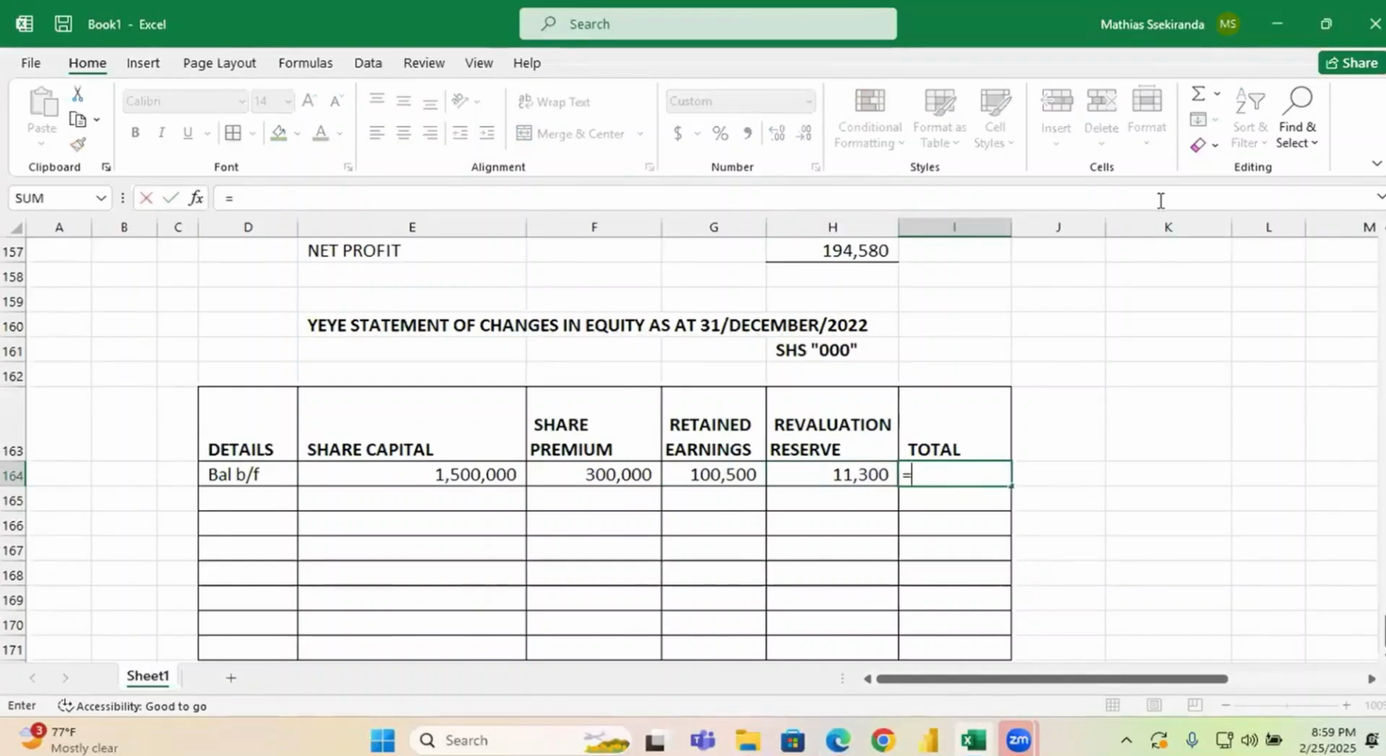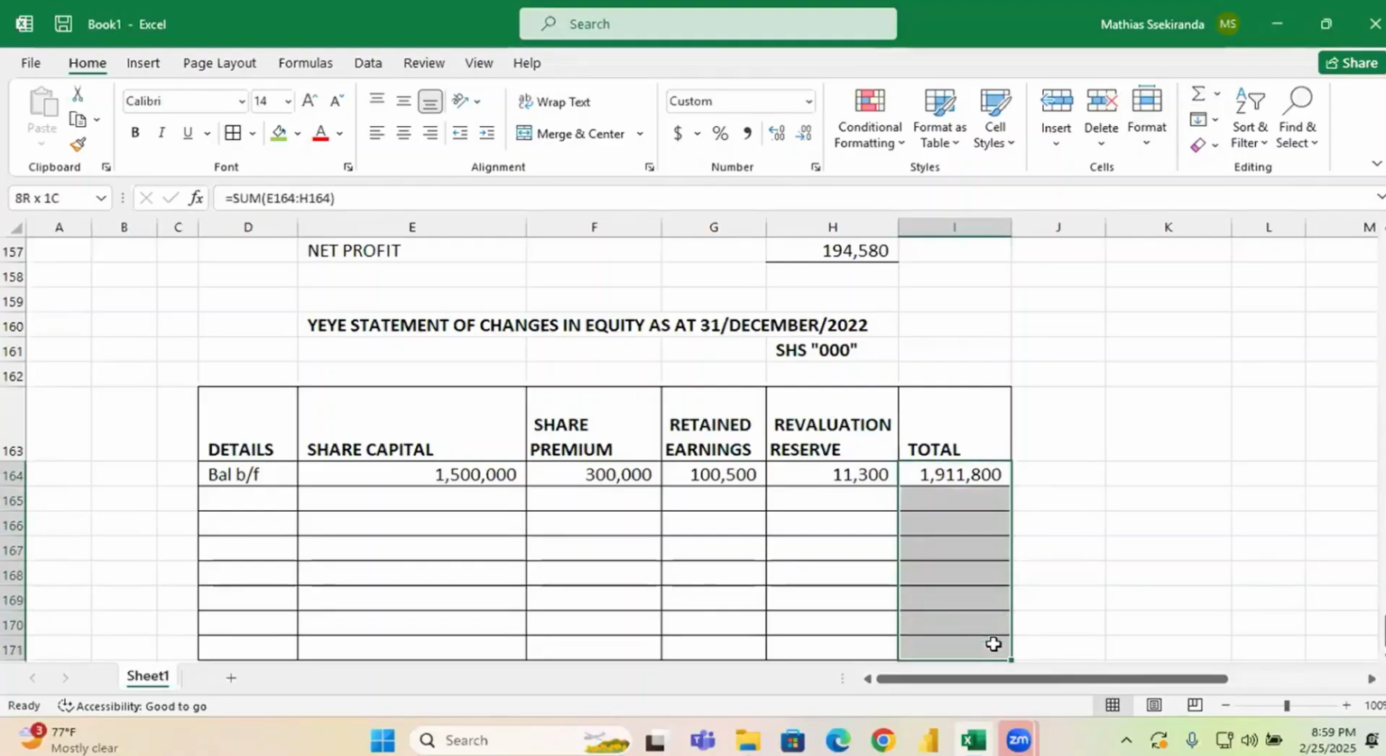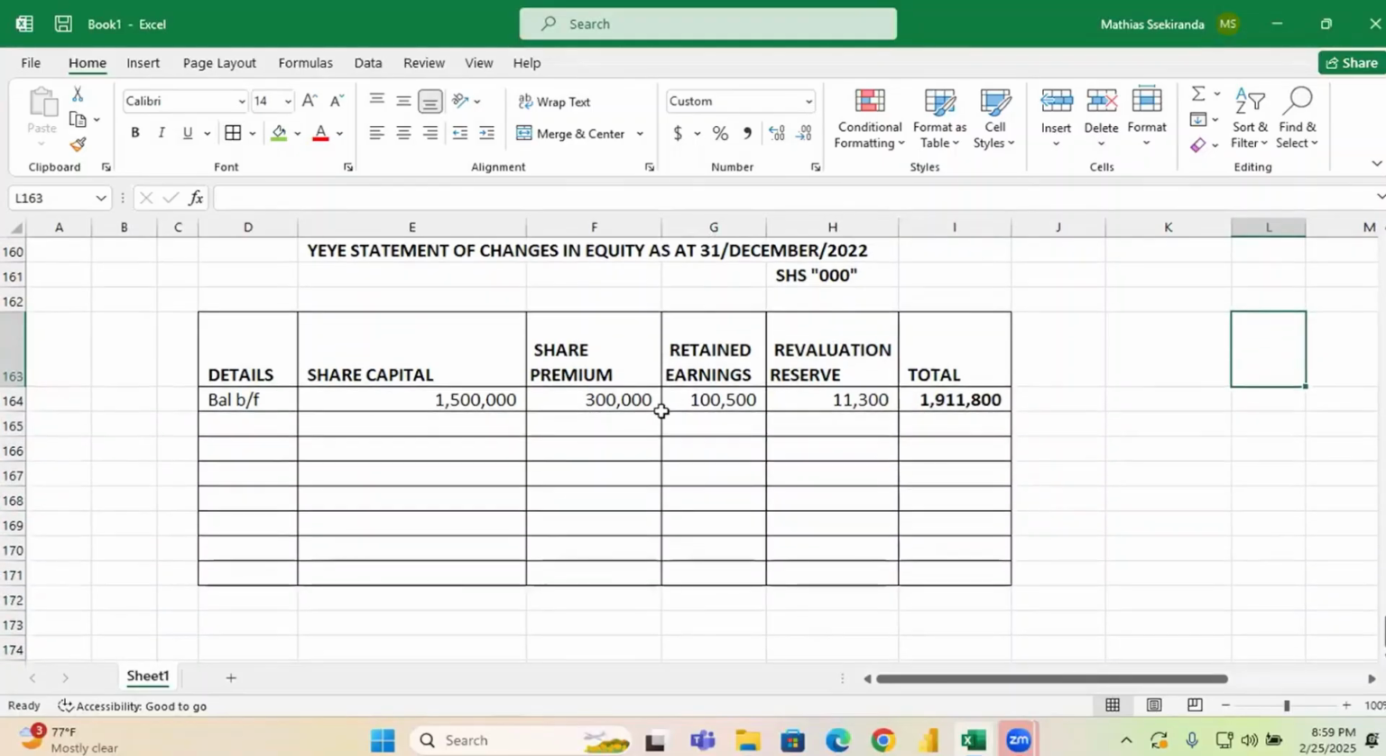Remember, you are getting marks for all that. Then you get the total of that horizontal line. So you first bring forward the balances.